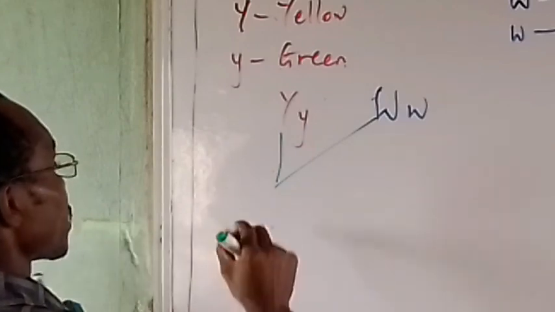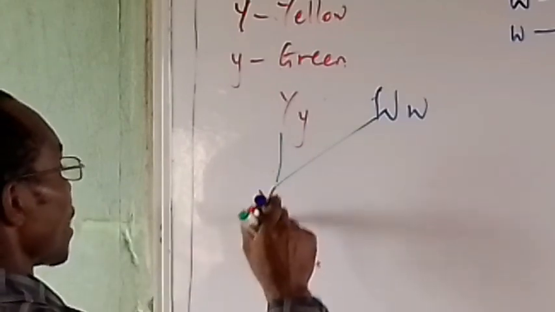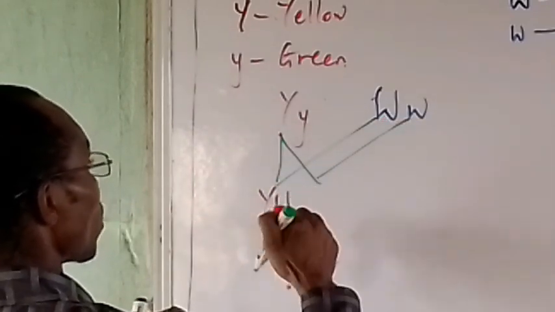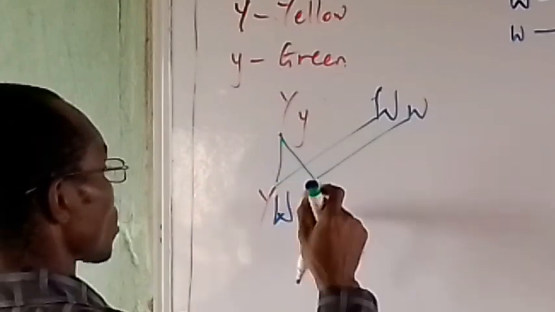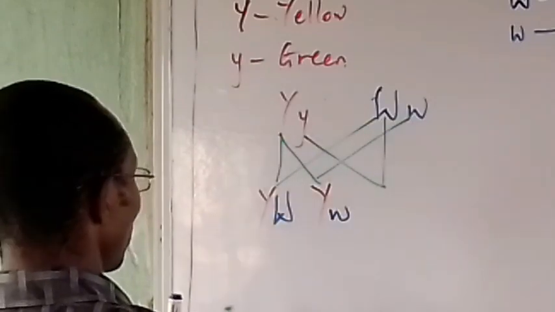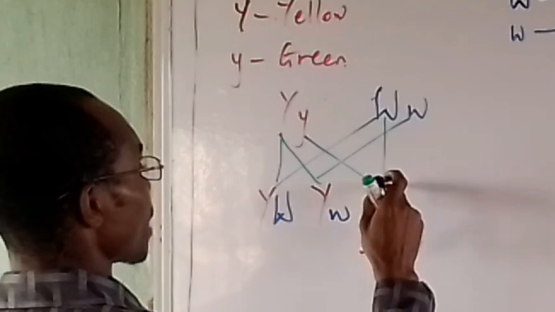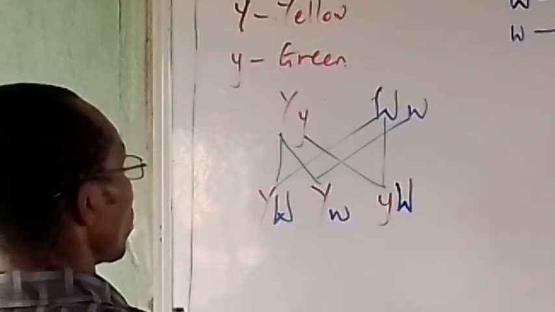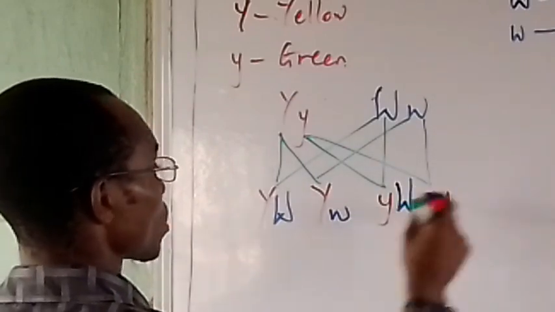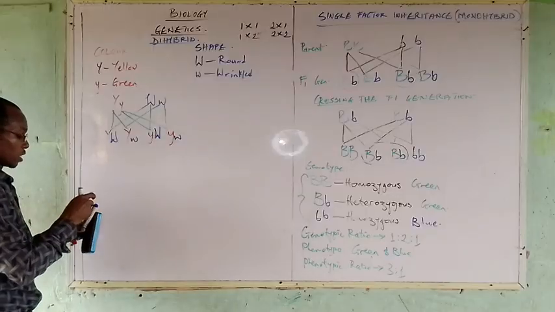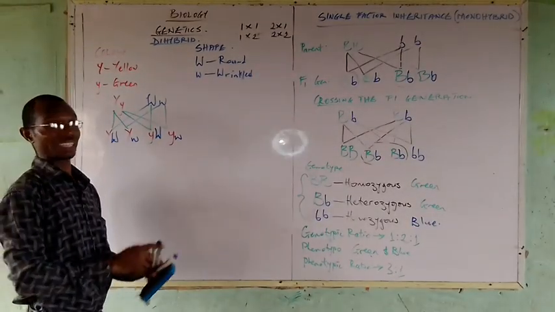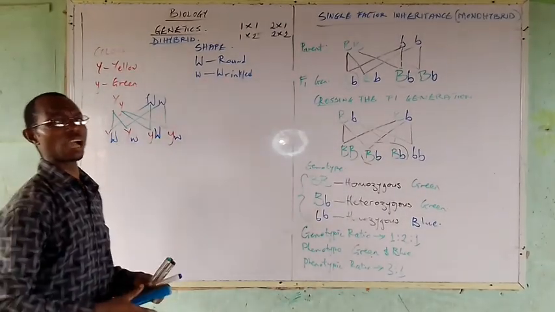We have something that looks like this, capital Y, capital W, and then next we have this, where we have capital Y and small w, and then we have this, where we have small y and capital W, and the next one we have this, where we have small y and small w. All of these are what we will be using in our dihybrid cross.